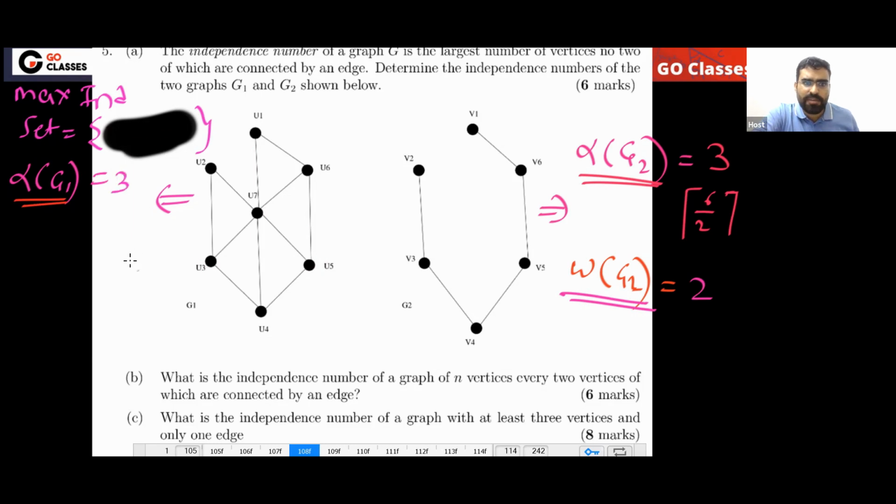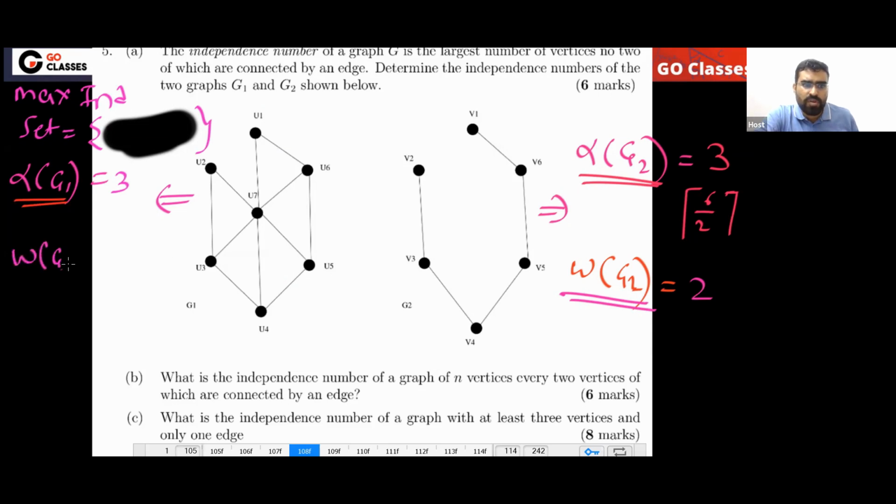So the independence number will be 3. There is no size 4. You can try and check. Whatever you try, if I take V1, then what is the largest I can create? If I take V1, I cannot take V6. Now from the remaining 4, I can take 2 only. From the remaining 4, I can take these 2. Okay, so I think there will be only 3.